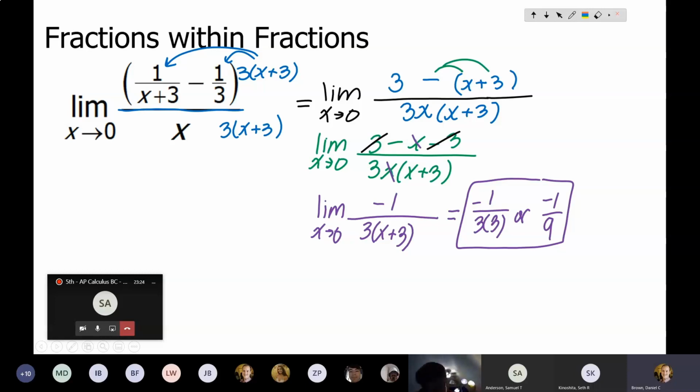And again, that's not the only way you can do it. As long as you do proper algebra and as long as you cancel things out eventually, then you should get to the same answer.